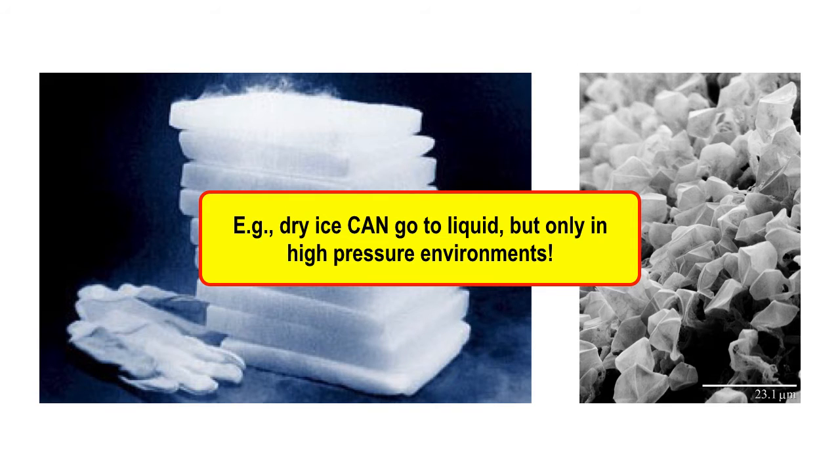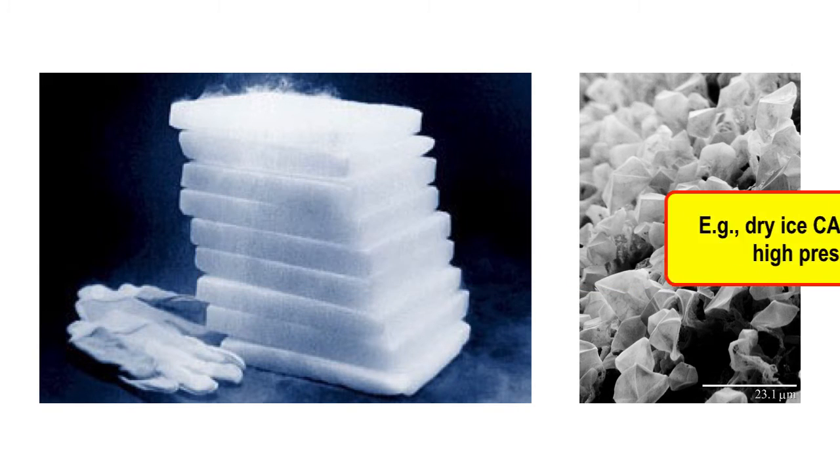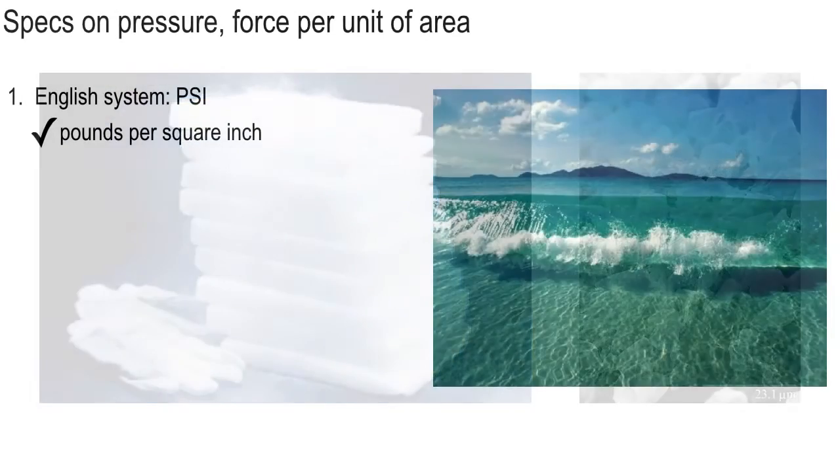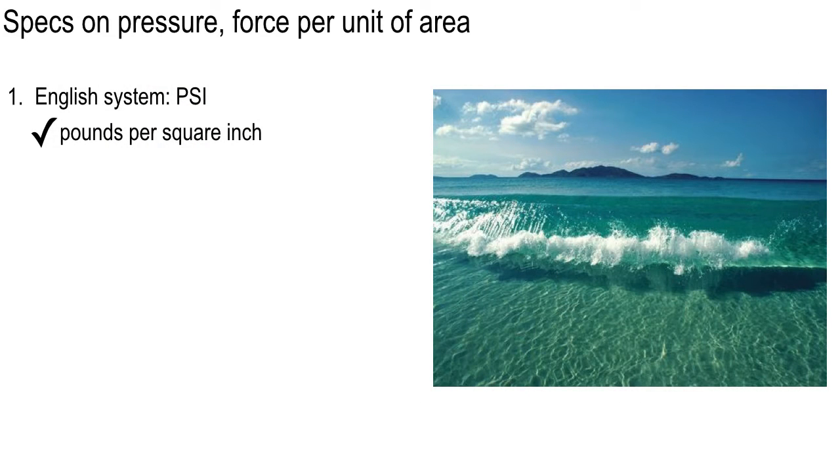We call it dry ice because in normal atmospheric pressure at the surface of Earth, it goes straight from solid to a gas. It doesn't go through the liquid phase the way water does. But you can get solid to liquid to gas from CO2. In other words, you can get a CO2 puddle if the pressure is high enough. Now, to give you a handle on what I mean by high enough pressure, let's take a look at a few basic specs on pressure.